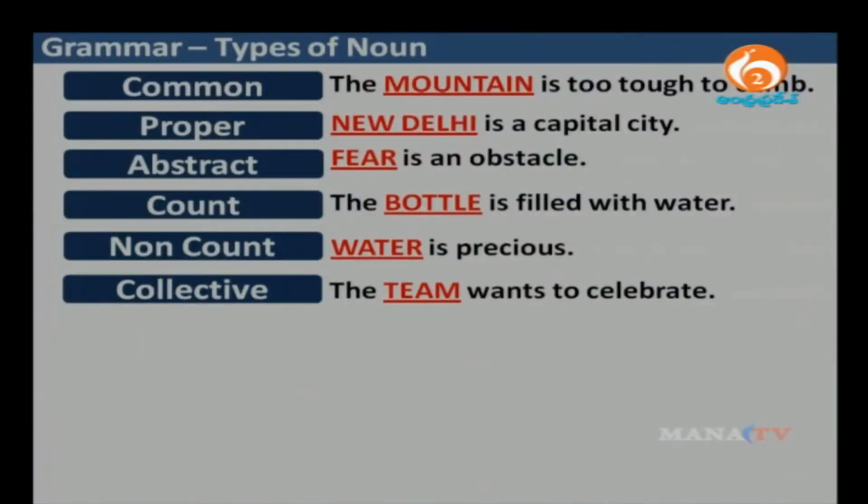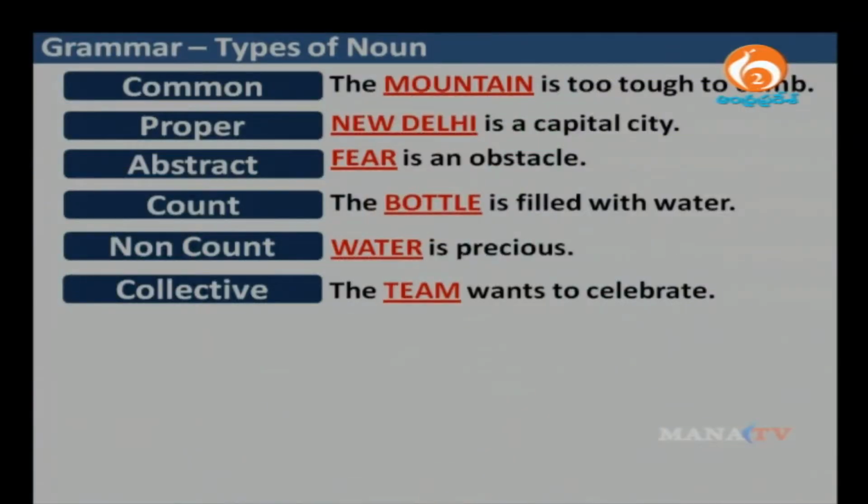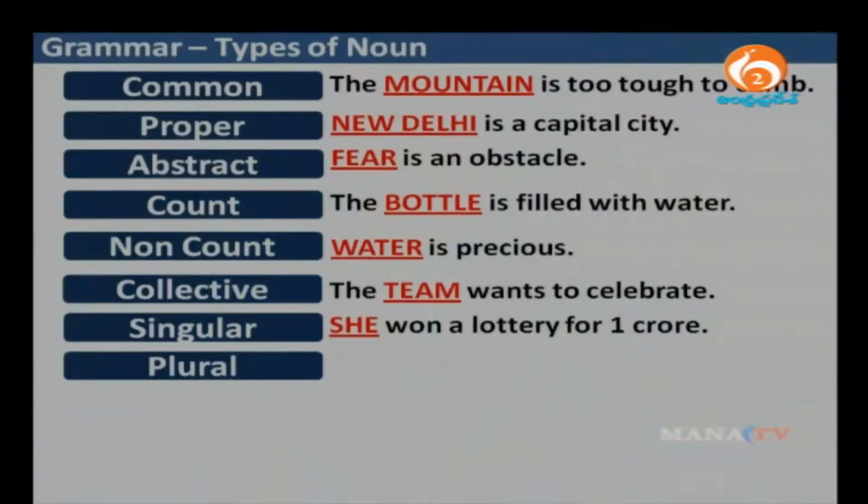Collective means, for example, group. The team wants to celebrate. Now the team is considered as a singular. So the team wants to celebrate. So that's a collective noun. Then we have singular and plural noun. Singular means always one. For example, she won a lottery for 1 crore. Plural, they are going to the market. So wherever it's more than one, it becomes plural.